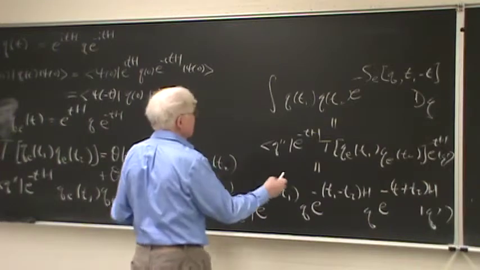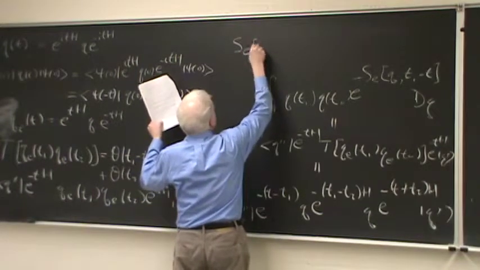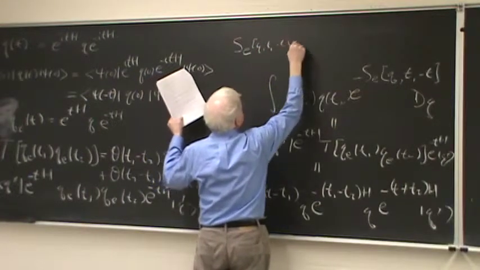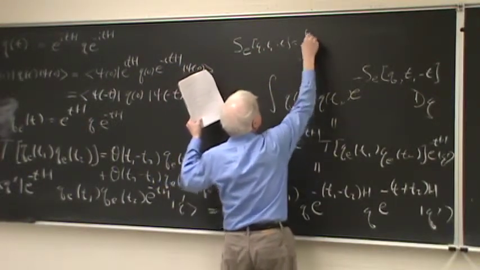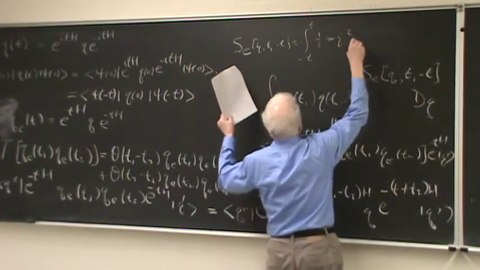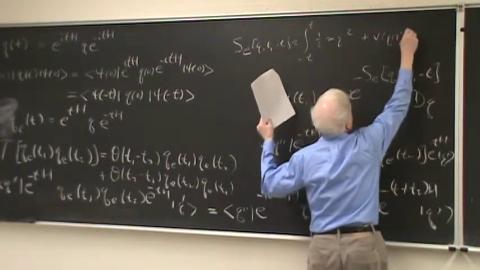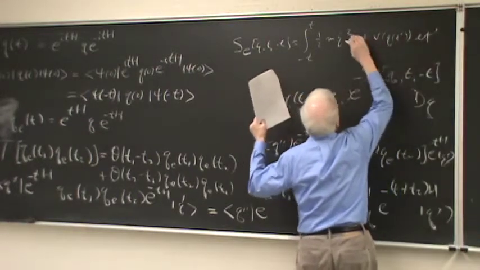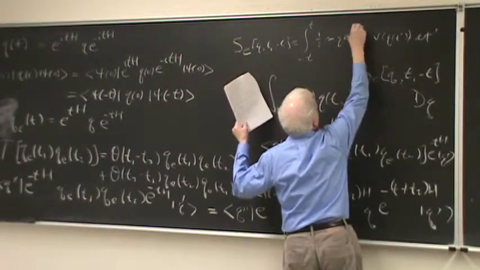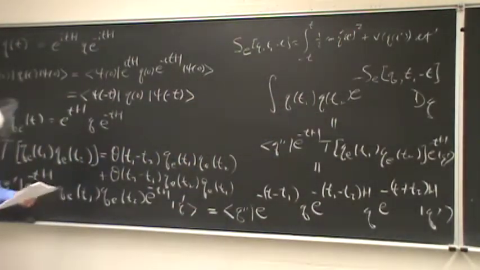And of course, this Euclidean action here of Q from minus T to T would be an integral from minus T to T of one half m Q dot squared plus V of Q(T'), dT', and this would be Q dot of T' squared. So that's the idea. In other words, it's the same as 16.25.